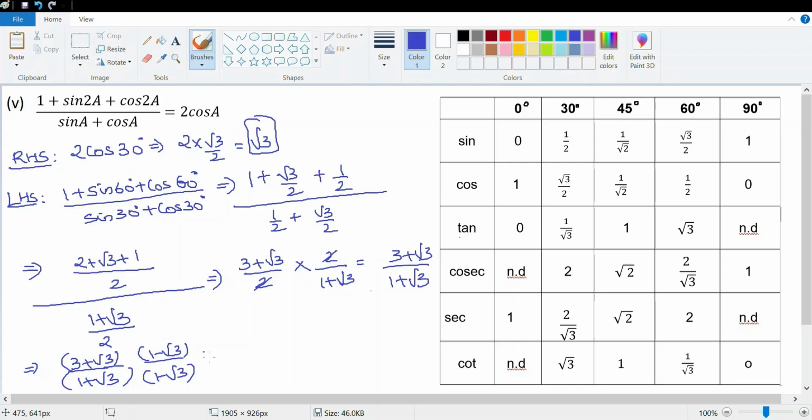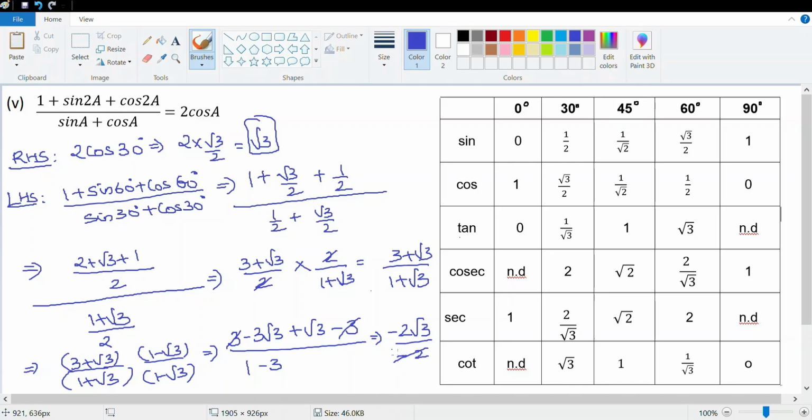This becomes 3 minus 3 root 3 plus root 3 minus 3. 3 into 1, 3 minus 3 root 3 plus root 3 into 1, and root 3 into negative root 3 is minus 3. And this in the denominator becomes a square minus b square. So this is 1 minus 3. So then this becomes negative 3 root 3 plus root 3, which is negative 2 root 3. And the denominator becomes negative 2.